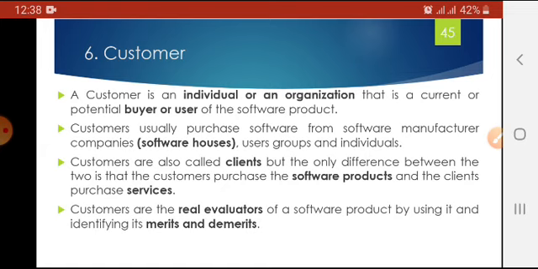And in the end, customers are the real evaluators of a software product by using it and identifying its merits and demerits. And they also identify the errors and the bugs, and they can also suggest the modifications that are required. So these are the six personnel that are usually involved during the SDLC phases.